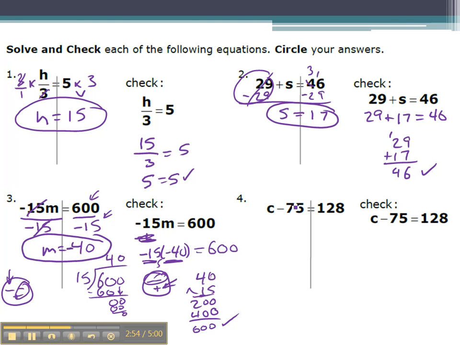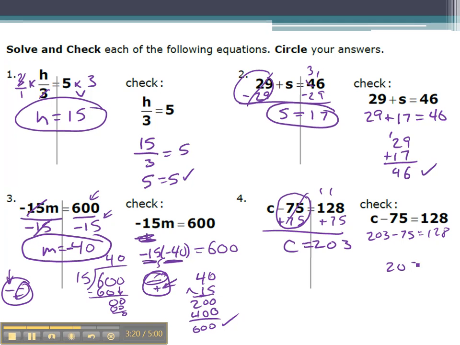I want to isolate that c, so I need to undo this subtracting 75 with adding 75 to both sides. Because minus 75 plus 75 is 0, so we have c on the left side equals 203. Now put 203 in for c to check it.